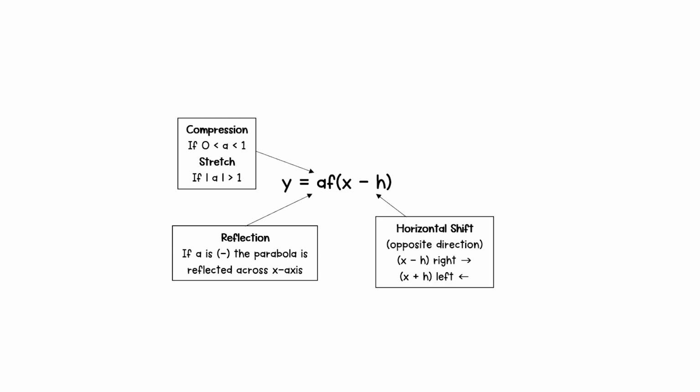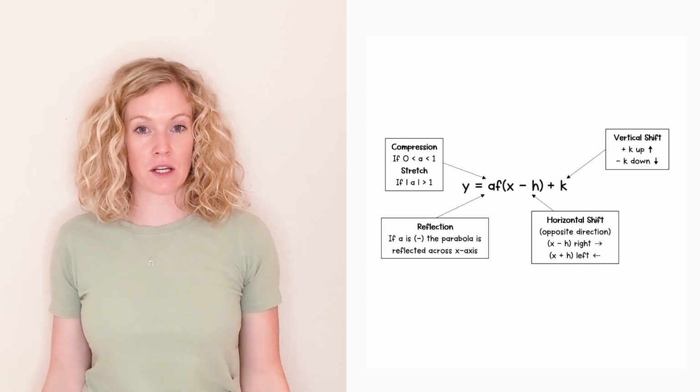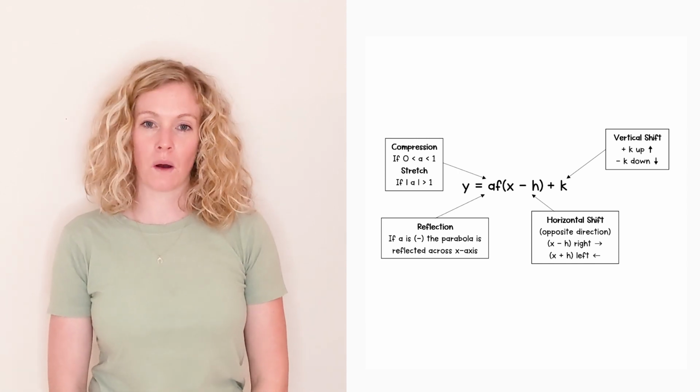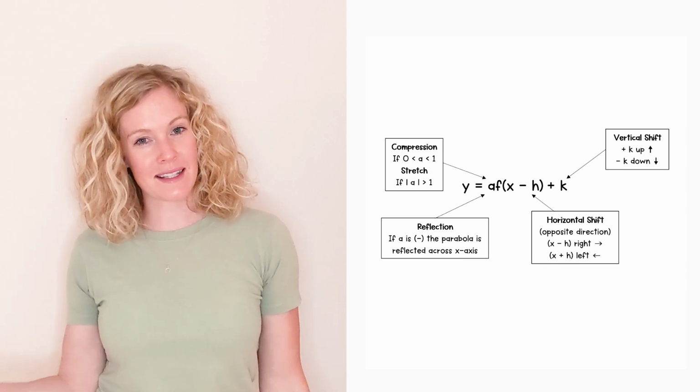Second, if your number is with x, represented by h here, then it's translating your function either left and right. And if your number is at the end, represented by k here, then your function is translating up or down. Again, these are the same transformations that appear in any equation and function that we cover in Algebra 1 and Algebra 2. So let's look at some examples.